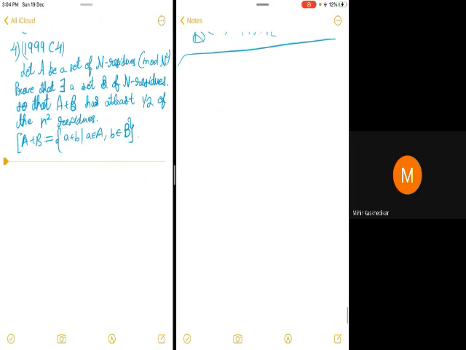Number of choices for B. Because we are allowing repetition, it must be n square raised to n, right? Let me just check once. The first element can be chosen in n square ways, the second also in n square ways, and similarly all the other elements, and we are allowing repetitions. So it will be n square to the n.